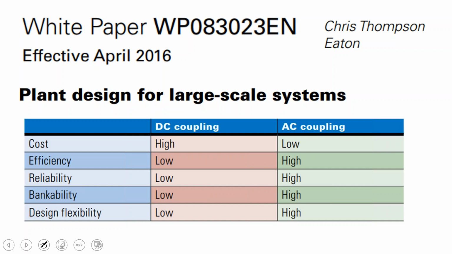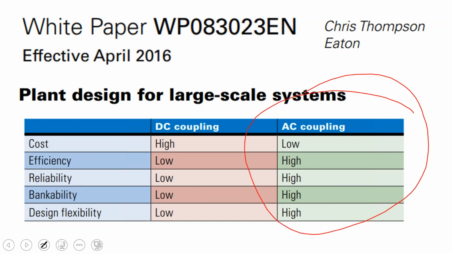So again, from residential to commercial to utility scale, whenever you're dumping your surplus electricity into the grid, you're going to want to go with AC coupling. It's only when you do off-grid where DC coupling becomes cost-effective.